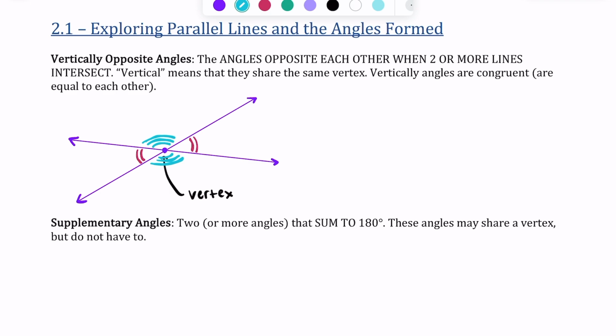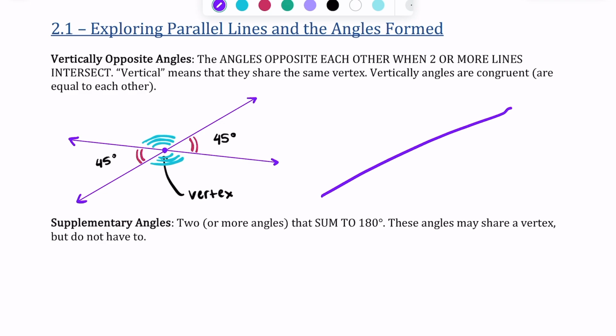In the definition, part of the definition was that these two angles, the vertically opposite angles, are congruent to each other. Which means if I told you this angle, this pink one over here, was 45 degrees, then I would know that this other pink one would be 45 degrees because they are congruent. Okay? All right, that's true for just two lines that intersect, but it's also true for more lines that intersect.